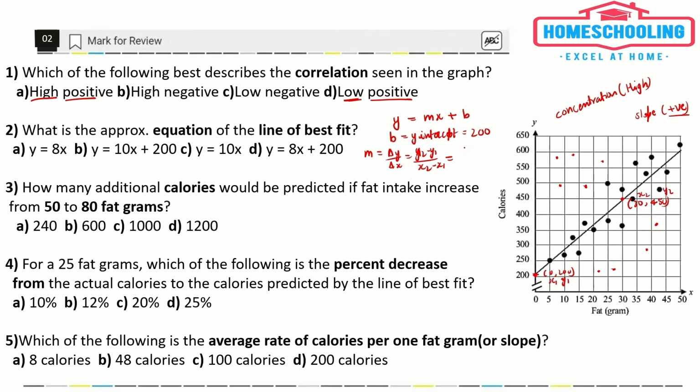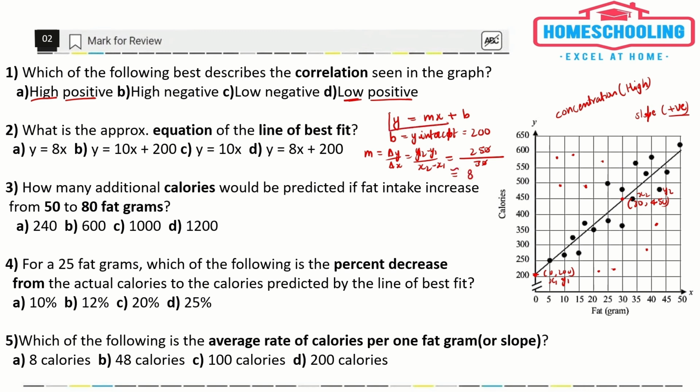So we have to find the slope now. y2 minus y1, so 450 minus 200. 450 minus 200 is 250, and x2 minus x1, that is 30 minus 0. So 30 minus 0 would be 30. So what is going to be our slope? It is approximately around 8 here.